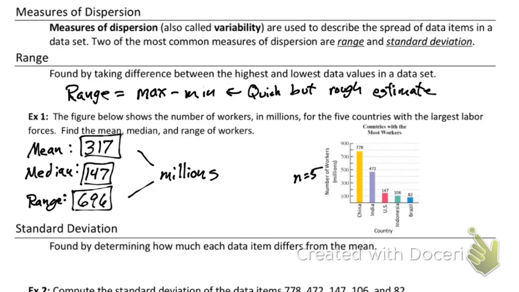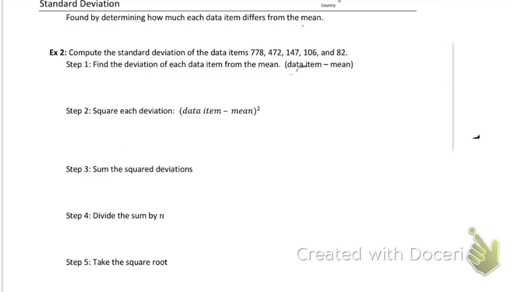Now, range is good, and it works for this one. We agree that our data is all spread apart. Yeah, nailed it, but it's not always going to. So sometimes we need a more specific way of describing our dispersion or how far apart our data is. And that's when we start introducing standard deviation. Standard deviation is a number that represents how far away each data item is from the mean. So it's found by determining how much each data item differs from the mean.